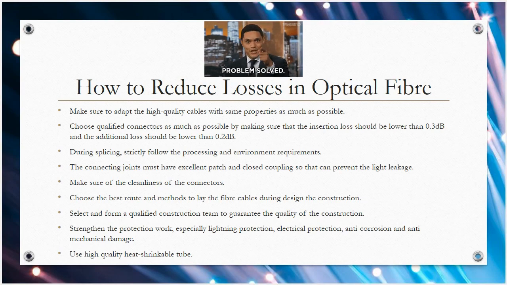3. During splicing, strictly follow the processing and environment requirements. 4. The connecting joints must have excellent patch and close coupling so that light leakage can be prevented. 5. Make sure of the cleanliness of the connectors. 6. Choose the best route and methods to lay the fiber cables during the design of the construction. 7. Select and form a qualified construction team to guarantee the quality of the construction.